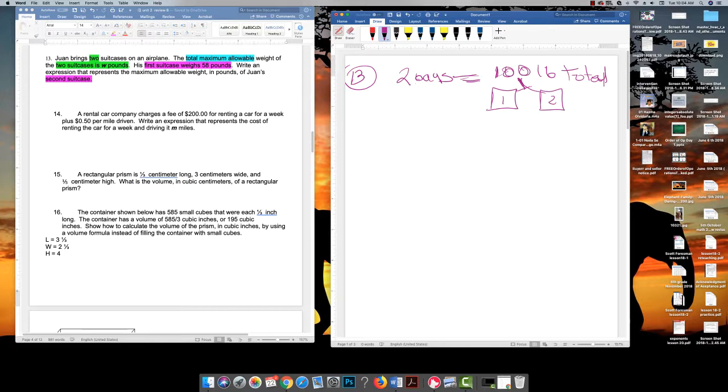Here, they're telling us that the maximum allowable weight is W pounds.